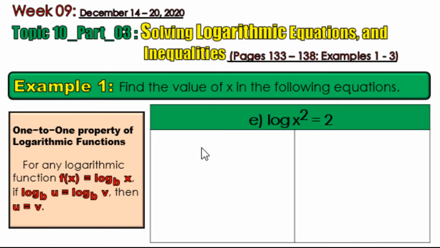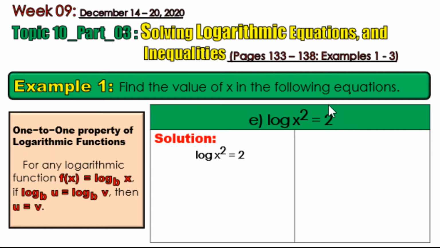So now we have example number 1, letter E. Logarithm of x squared is equal to 2. Okay, so what do you think? How do we solve for the value of x? Okay, so remember this is 2.